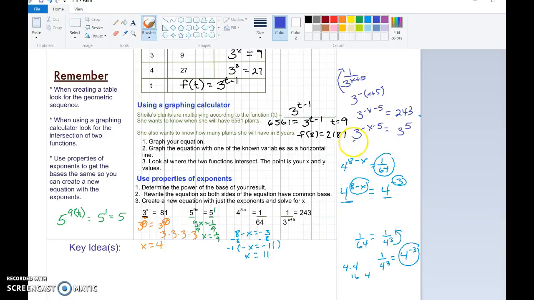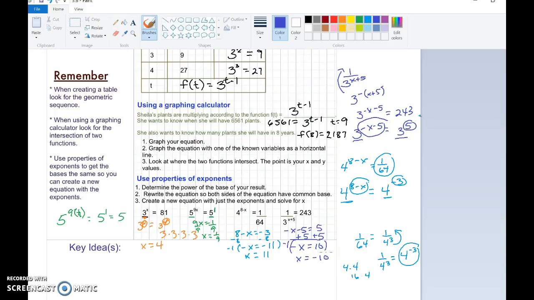Now my bases are the same. They're both 3, so all I have to do is take my exponents and make them equal to each other. So now I have negative x minus 5 is equal to 5. I solve for x, and I get negative x equals 10. Multiply both sides by negative 1, and I get x equals negative 10.